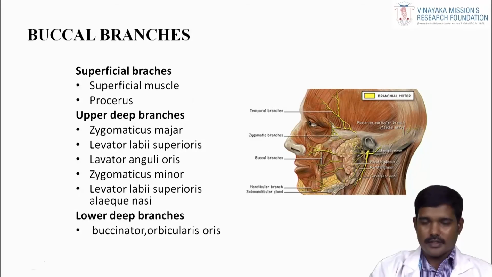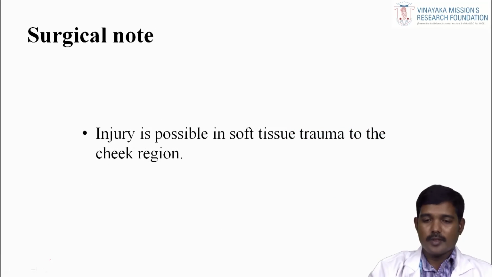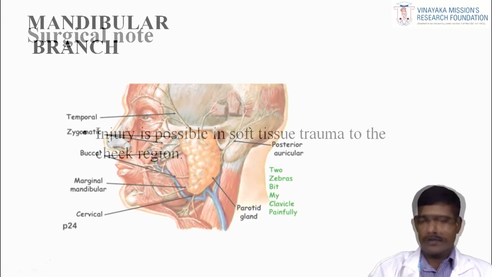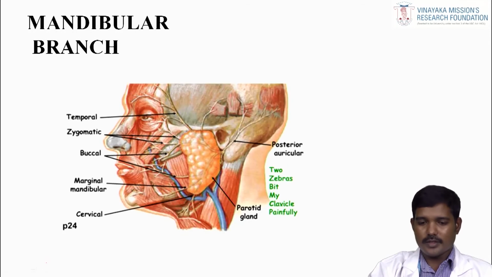Then the buccal branches innervate many superficial muscles: procerus, zygomatic major muscle, levator labii superioris, levator anguli oris, zygomatic minor muscle, levator labii superioris alaeque nasi, and also buccinator muscle, orbicularis oris muscle. Surgical note: any trauma in the buccal region or cheek region may injure these buccal branches.